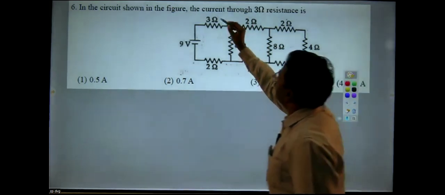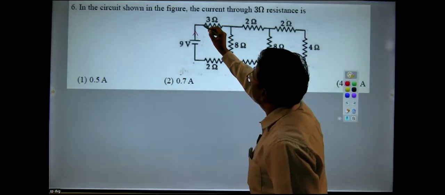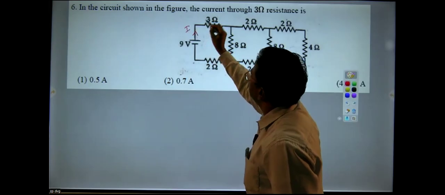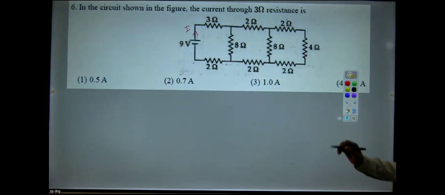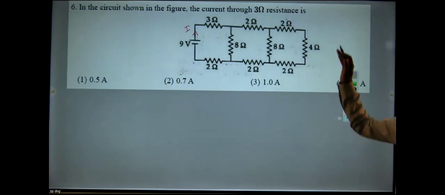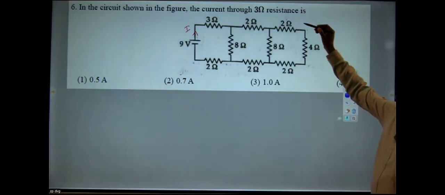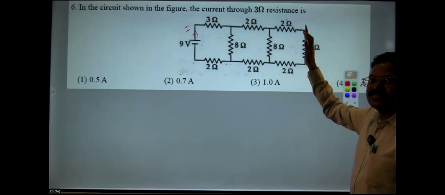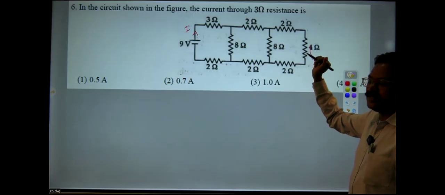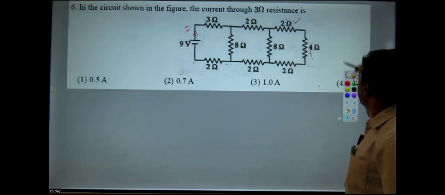Okay, so how much current flows through this 3 ohm? See, this is a 9 volt battery. Current will be sent like this. How much is the current flowing through this 3 ohm resistance is the question. So for this question, again, what I would suggest is to solve it without writing anything, by visual inspection. Look at the circuit, where there are resistors in either series or parallel combination, we can solve them. See, there is a 2 ohm resistance here, and a 4 ohm resistance here.